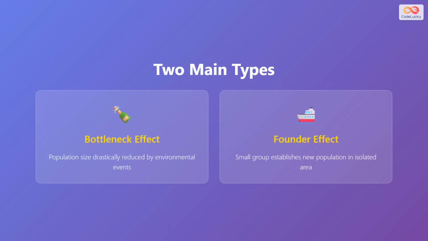Genetic drift occurs in two main forms. The bottleneck effect happens when a population size is drastically reduced by environmental disasters like floods, fires, or disease outbreaks. The surviving individuals carry only a fraction of the original genetic diversity. The founder effect occurs when a small group of individuals breaks away from a larger population to establish a new colony in an isolated location. This founding group carries only a limited sample of the original population's genetic variation.